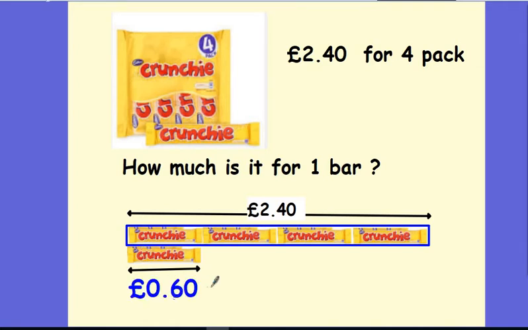And the answer I was looking for is 60p, because the sum we should have done was £2.40 divided by 4. 4's into 2 goes 0, remainder 2. 4's into 24 goes 6 and 0, so £0.60 or 60p.